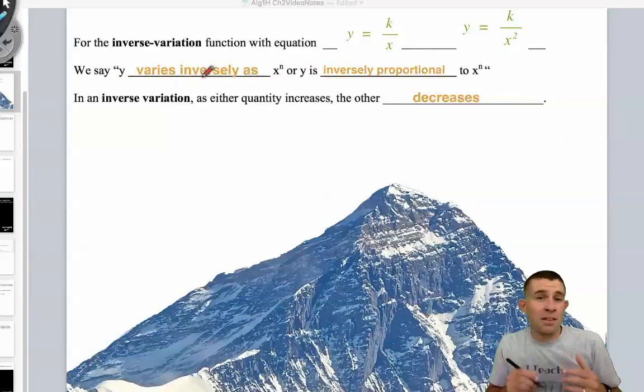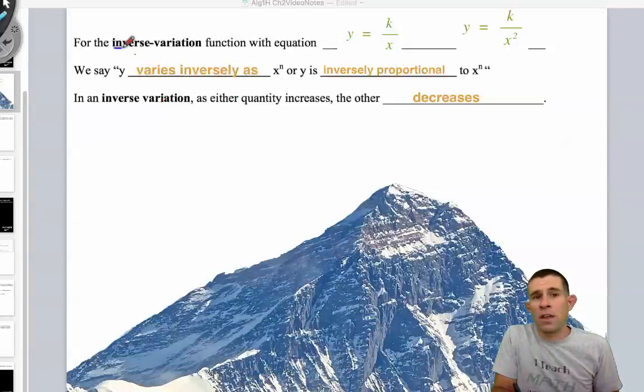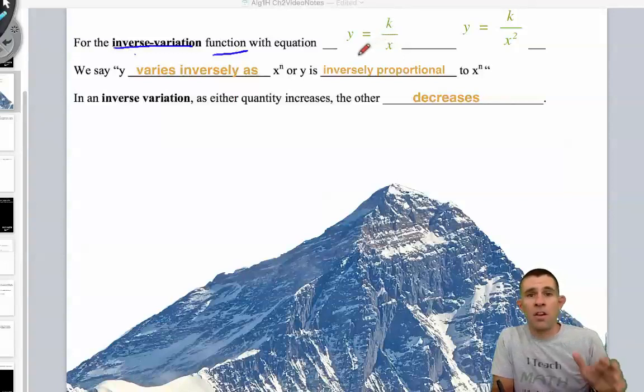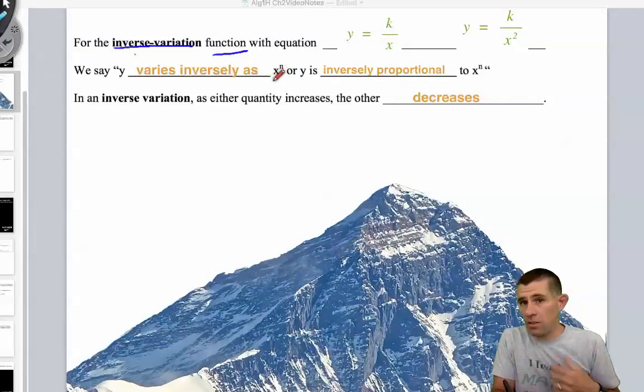Before we jump into today's examples, let's remind ourselves what the general form of an inverse variation function looks like. Just like we had general forms of a direct variation, we have general forms of the inverse variation, where y is equal to k divided by x. That is, y varies inversely as x, or we see y equals k divided by x squared. That would be y varies inversely as x squared.